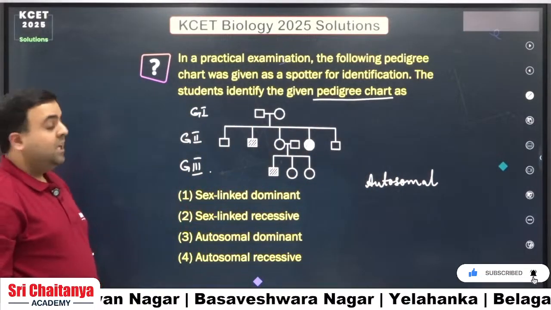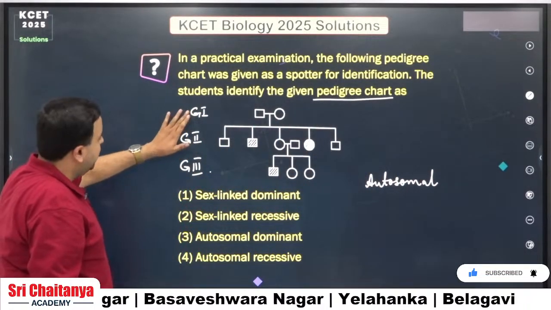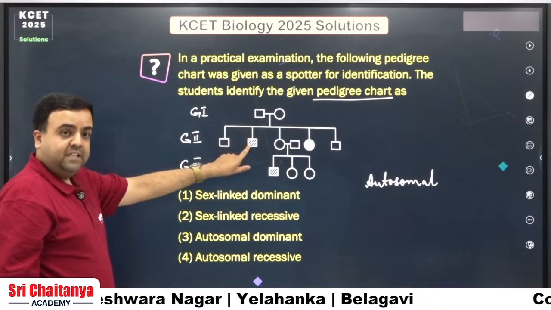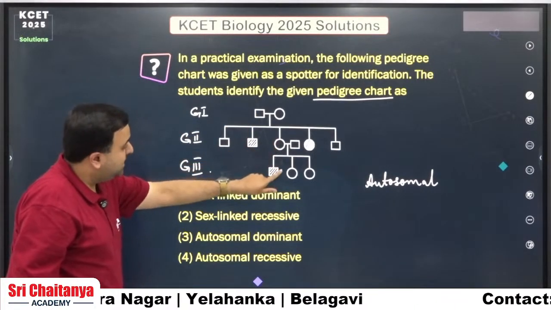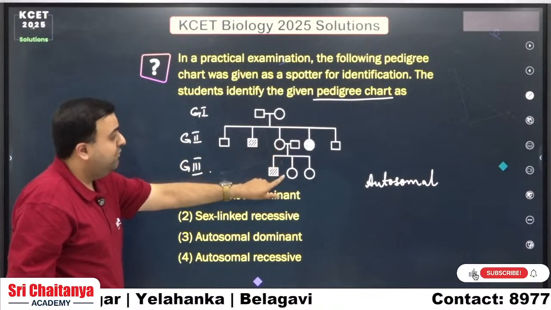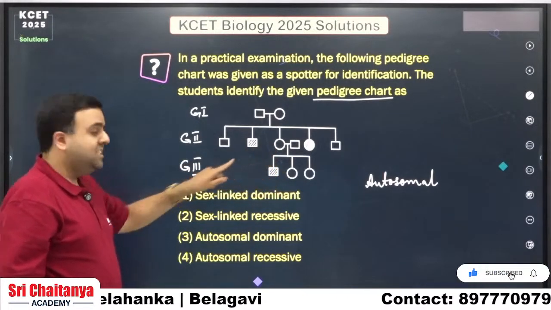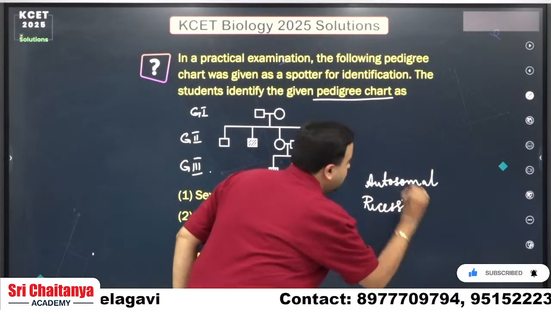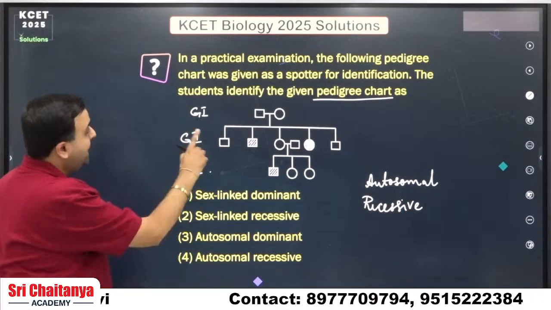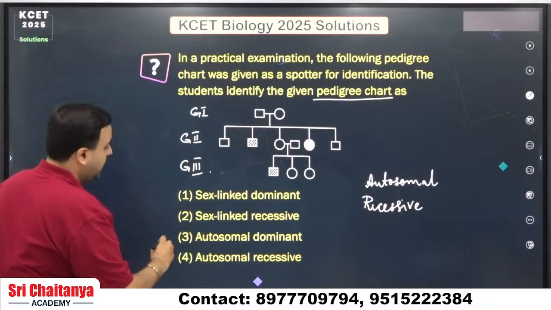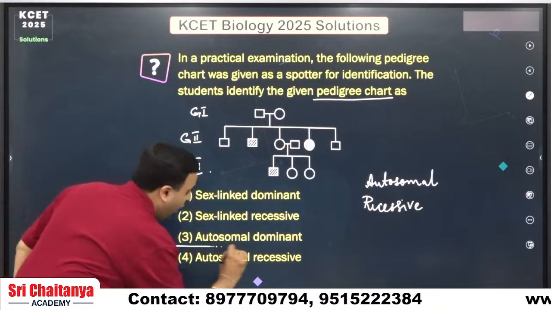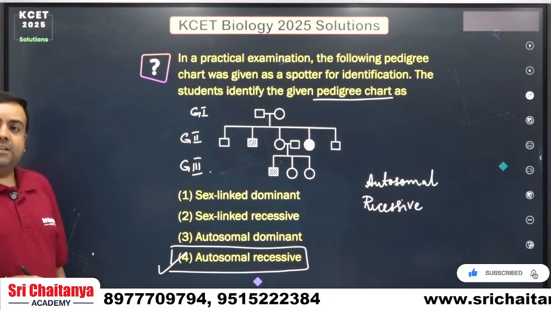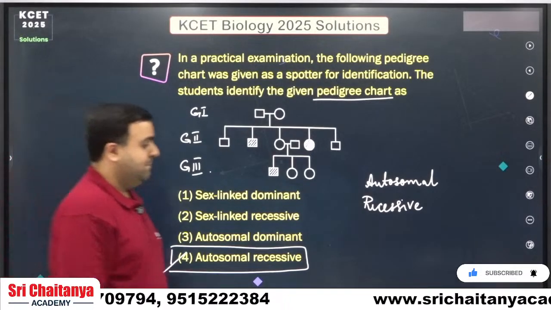autosomal disorder. Now if you look at generation 1 and generation 2, nobody is affected, few are affected. Now if you look at generation 2 and generation 3, no one is affected, few are affected. So this is a characteristic of the recessive trait. So hence we will conclude that the pedigree chart under question is given for the disorder of the autosomal recessive type. A classic example would be that of sickle cell anemia.